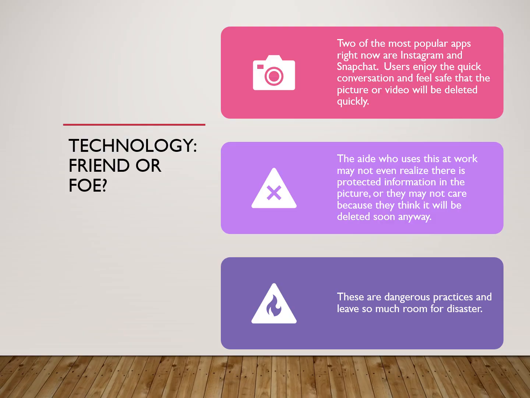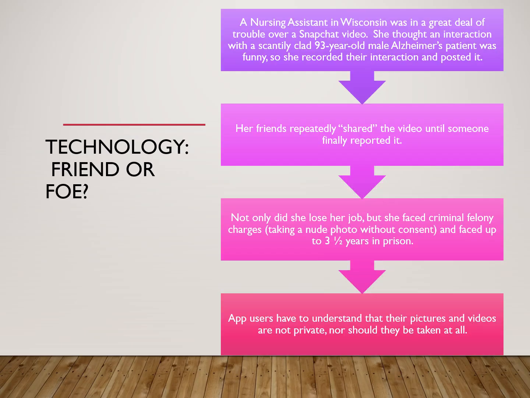Two of the most popular apps right now are Instagram and Snapchat. Users enjoy the quick conversation and feel safe that the picture or video will be deleted quickly. The aide who uses this at work may not even realize there's protected health information in the picture, or they may not care because they think it will be deleted soon anyway. These are dangerous practices and they leave so much room for disaster. So there's always going to be a record. Someone can screenshot. There's always a workaround to maintain the information on the web.